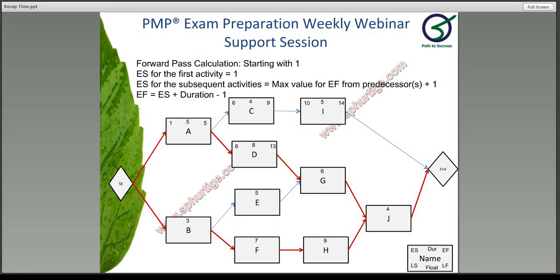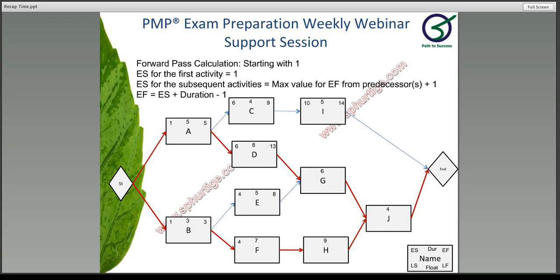Of course, you can't work out G because there is a dependency between E and D in order to start G. So we are starting with activity B. Early start for activity B is 1. 1 plus 3 minus 1 is going to be 3. E and F can start on the 4th. So E is starting on the 4th and it takes 5 days. So basically you're finishing on the 8th. So 4, 5, 6, 7 and 8.